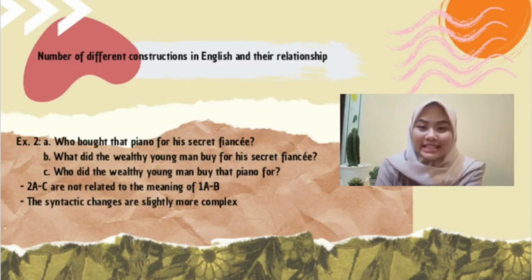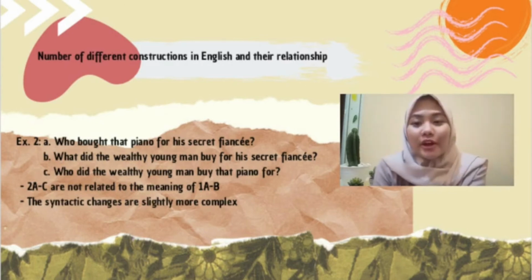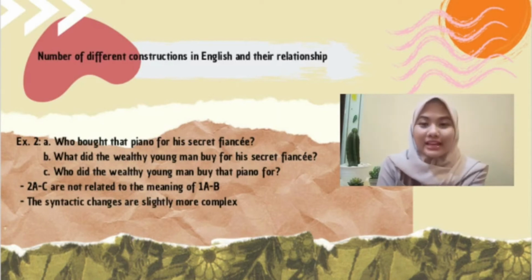Examples 2a, b, and c are not directly related in meaning to 1a and 1b, because 1a and 1b specify all the participants in the buying event: the wealthy young man, the piano, and the secret fiancée. In 2a, b, and c, one of the participants is unknown.